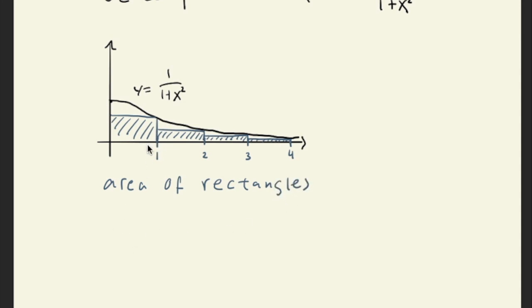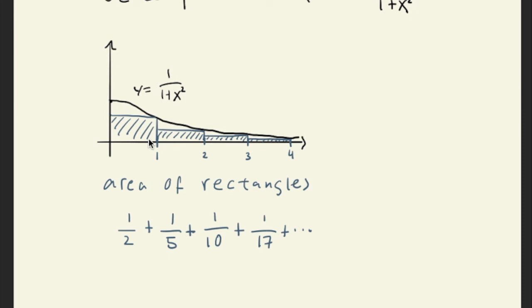x equals 1, you're going to get 1 over 1 plus 1 squared, so 1 over 2. So the first one is 1 over 2. The second one, plug in x equals 2 into your function. 1 over 1 plus 4, so 1 over 5, plus. Plug in x equals 3, 1 over 1 plus 9, it's 1 over 10. X equals 4 is 1 over 1 plus 16, so 1 over 17.